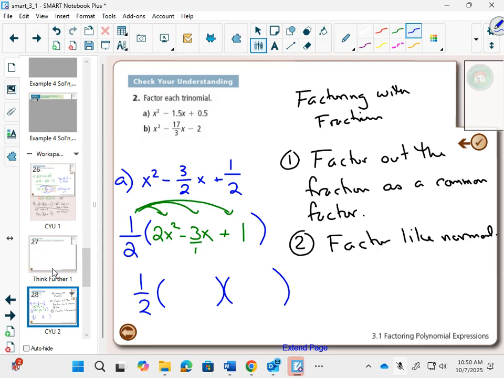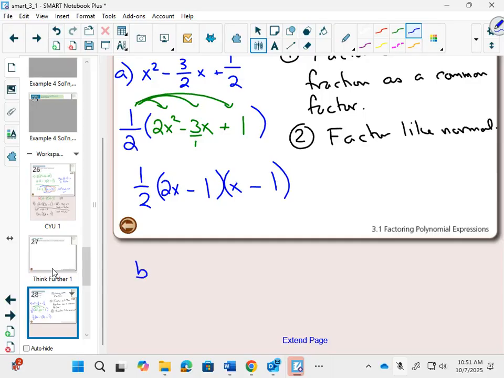What's the only way to get 2x squared? 2x and x. It's actually the easiest level 2 that's ever existed. It's the only way to get 1: 1 and 1. We actually had no thinking to do up till now. I need a minus 3. My outside is 2x, my inside is 1x. You see that I would need a minus 2x and a minus x to make minus 3x. So, factor out the fraction as a common factor. Did that first. Then, factor the inside like normal.